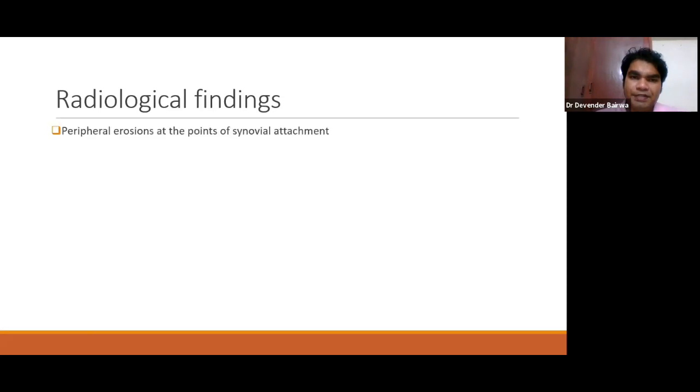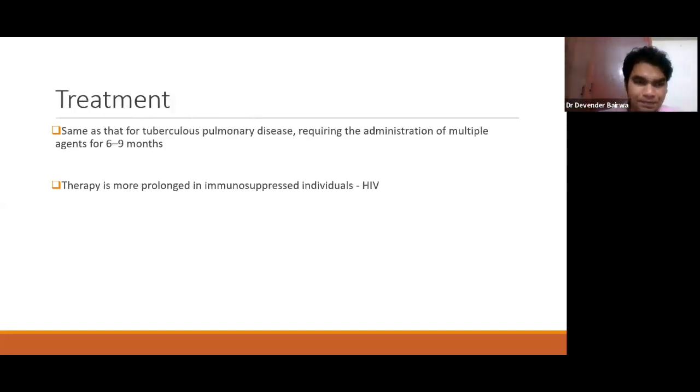Regarding the radiology findings, if we see the X-ray of these TB patients, we find three findings, and these three findings together constitute the Phemister triad: peripheral erosion at the point of capsular attachment, periarticular osteopenia, and joint space narrowing. This Phemister triad is not pathognomonic, not specific for TB, but it has been described in TB only. So when these three findings are together, it is known as the Phemister triad.